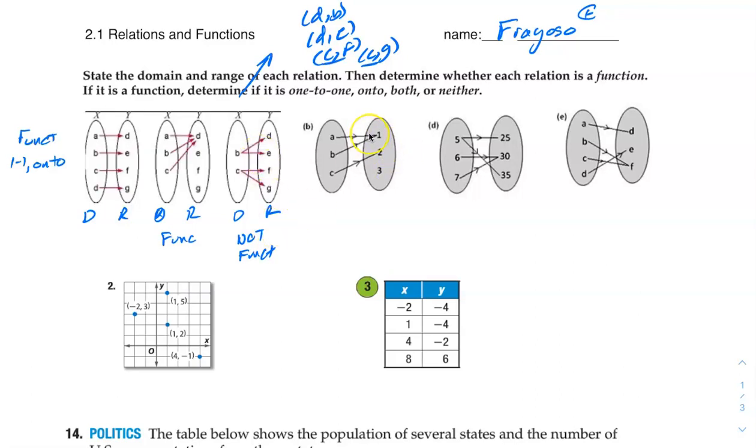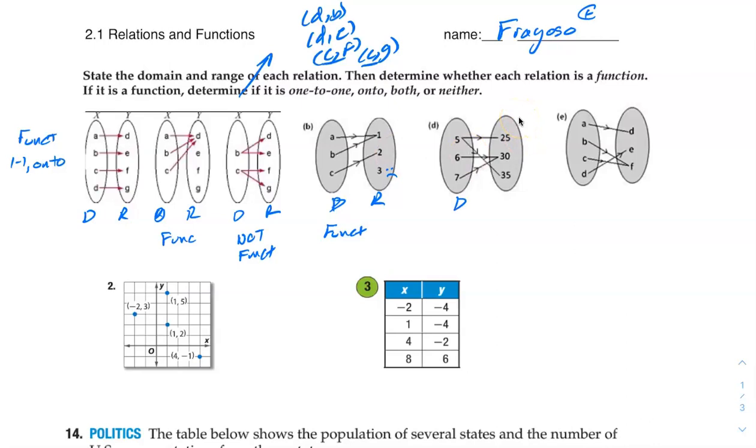B here, domain would be here, range would be here. Is it a function? Again, notice all the values in the domain are separate. There's only one A, one B, and one C, so it is a function. Is it one-to-one? Do they all go to separate things? No, they don't. A and B both go to 1, so it's not one-to-one. Is it onto? Did everything in the range get used? No, 3 doesn't get used. So it's just a function.